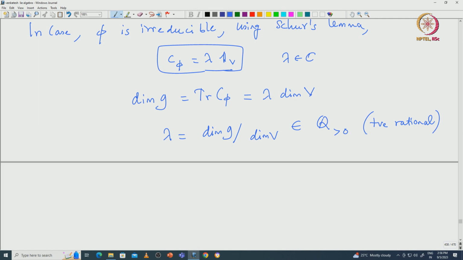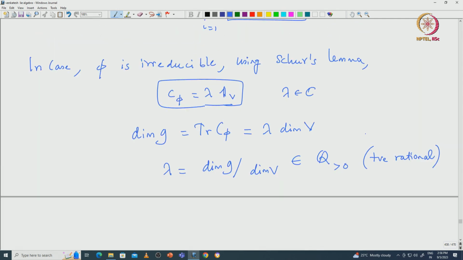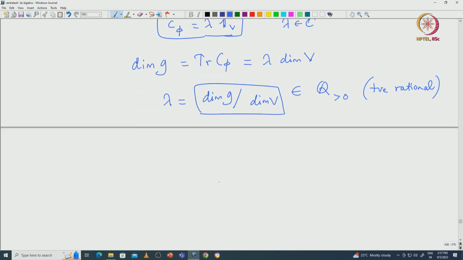That means the C pi, the Casimir element, is not only acting on this irreducible representation, it acts very explicitly by this rational number, dimension G divided by dimension V. This is a very important observation.